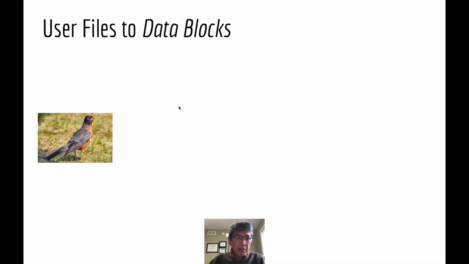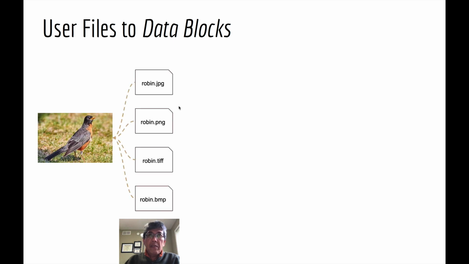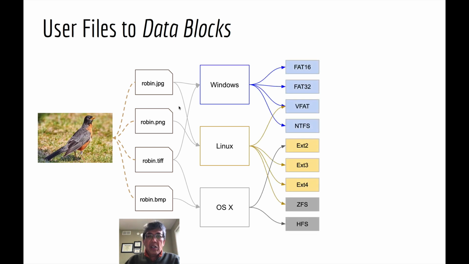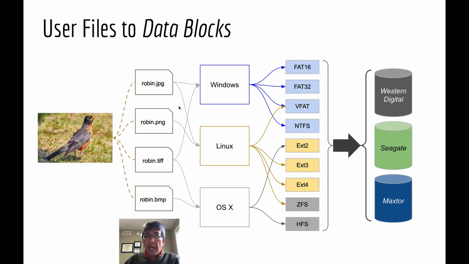So let's say you have an image file of an American Robin shown on this page. The image may be in a different format like JPEG, PNG, or bitmap. And then the image may be stored in different operating systems that use different file systems. Maybe you're using Windows, Linux, or OS X. But in the end, the image contents have to be stored as blocks of bytes on your physical drive.